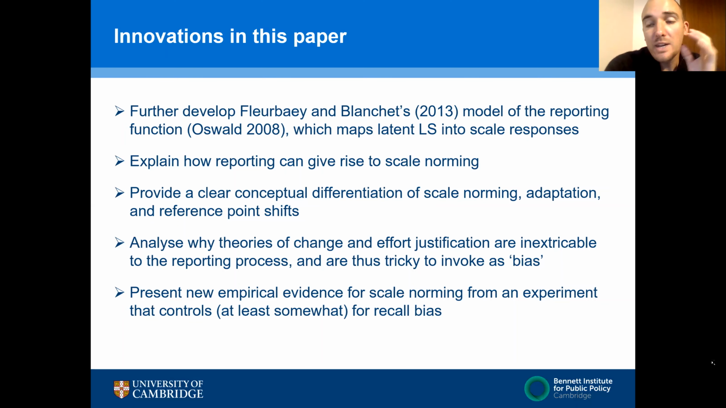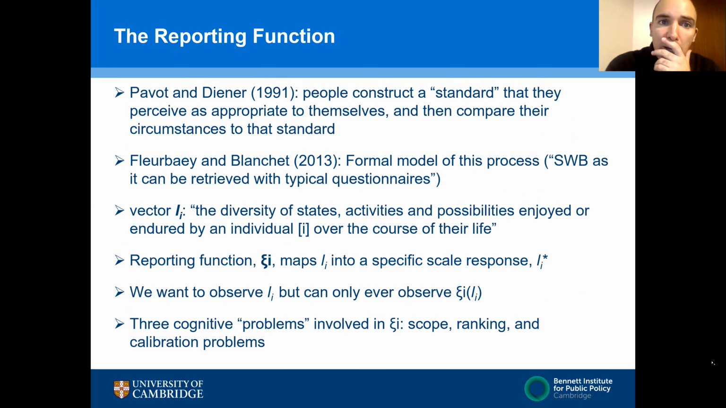Then that leaves recall bias as the main thing that might explain these reports that suggest scale norming. And so I then present new empirical evidence from an experiment that tries to control for recall bias and see whether you still find scale norming in the data. And indeed, I do still find scale norming in the data. Okay, so let's talk about this reporting function.